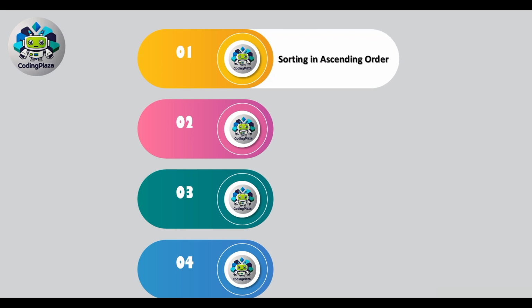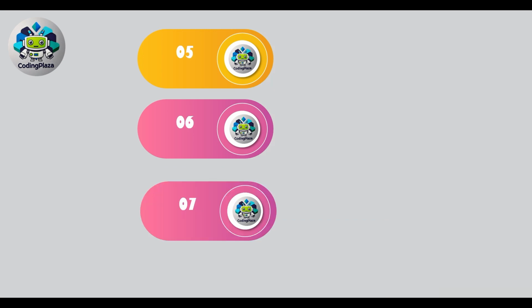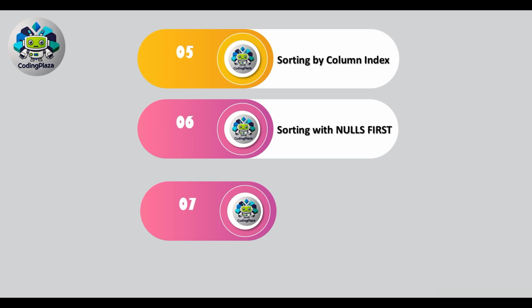Number 1 is sorting in ascending order. Number 2 is sorting in descending order. Number 3 is sorting by multiple columns. Number 4, sorting by expressions or calculated columns. Number 5, sorting by column index. Number 6, sorting with NULLS FIRST. Number 7, sorting with NULLS LAST. Right? So now we'll go into the video and write the queries one by one.